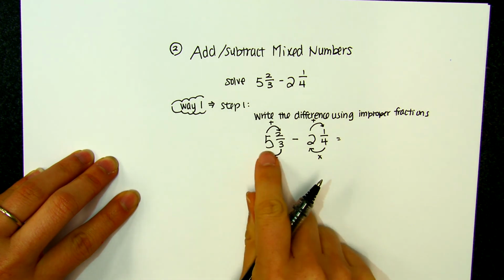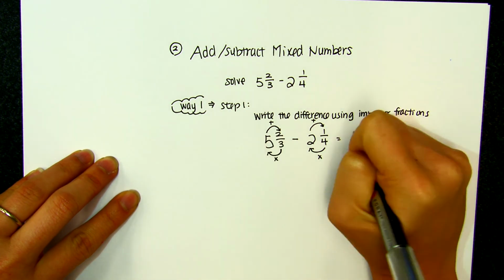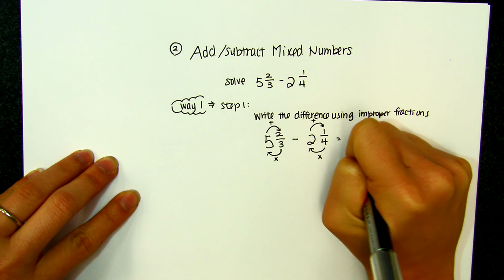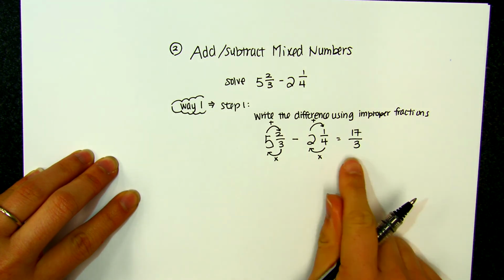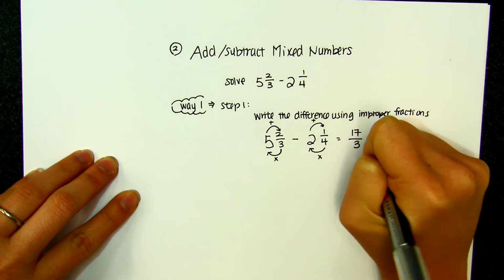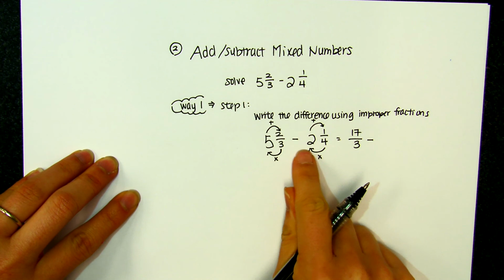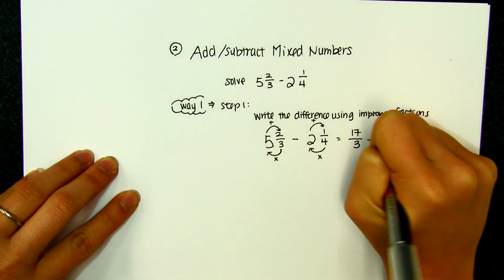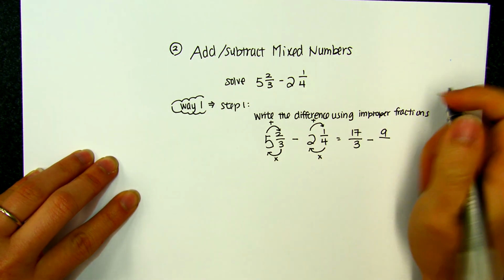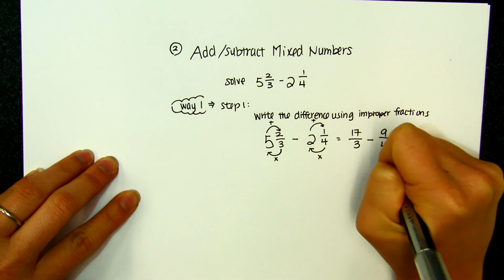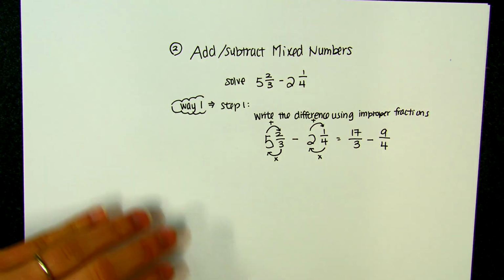3 times 5 is 15. 15 plus 2 is 17. So it's 17 over 3. 5 and 2/3 is 17 over 3. Minus, 4 times 2 is 8. 8 plus 1 is 9. So 2 and 1/4 is the same thing as 9 over 4. Okay, I rewrote the fractions.